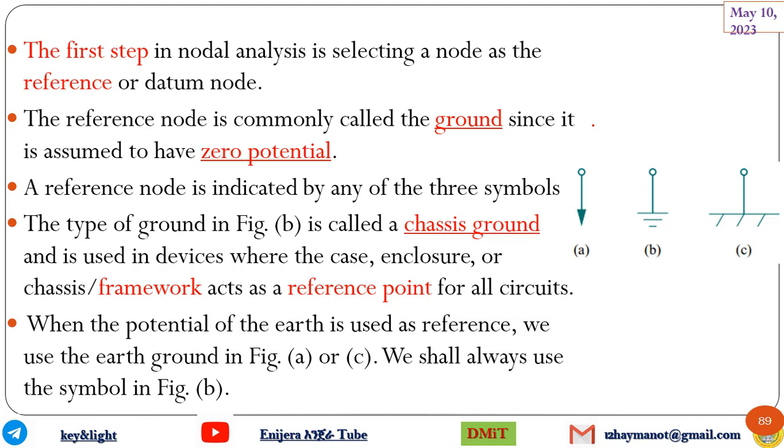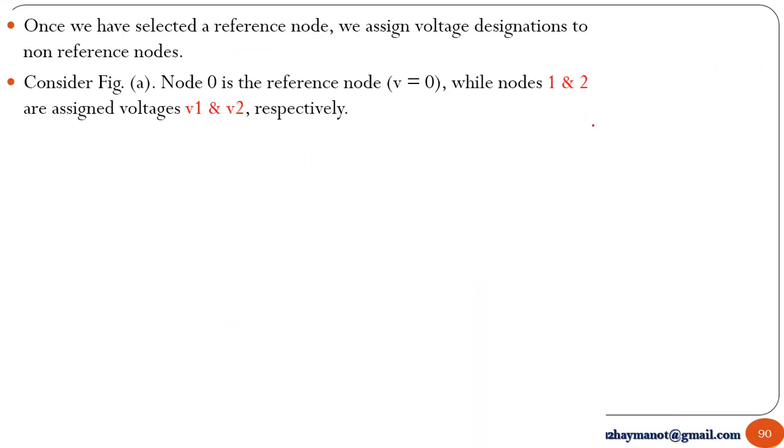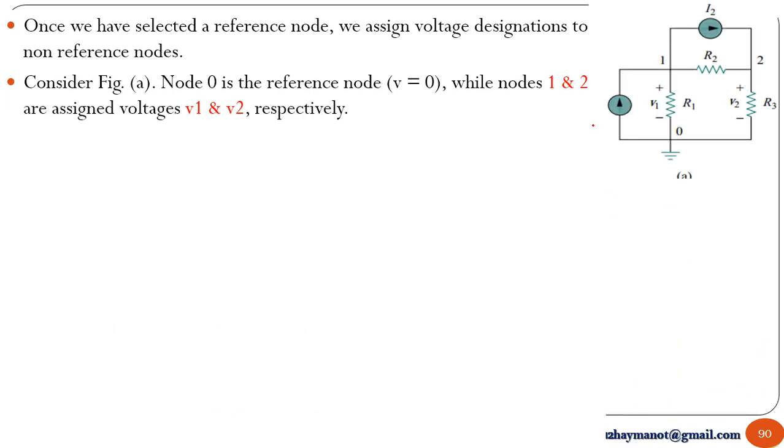So the type of a ground is chassis ground ይባላል and is used in devices where the case enclosure or chassis framework serves as reference point for all circuits. When the potential of the earth is used as a reference, we use earthing ground A. We shall always use symbol in figure B ማለት ነው የተለመደው እሱ ነው። Once we have selected a reference node, we assign voltage designations to non-reference nodes. Non-reference nodes. Consider this figure.